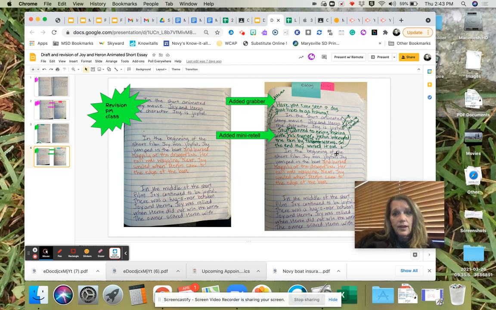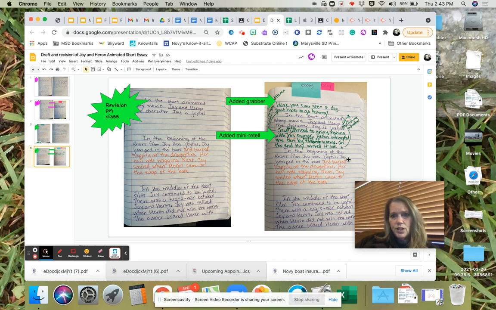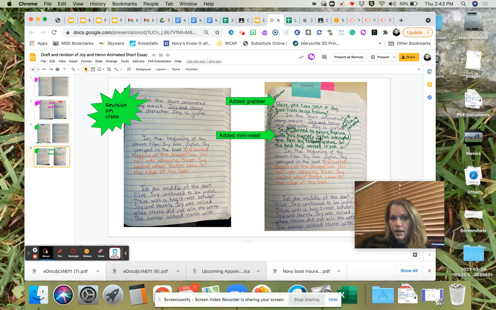Have you ever seen a dog that likes to go fishing? Joy wanted to enjoy fishing with his owner. Heron interrupted the fun by taking worms. In the end, they worked it out. In this short animated story, Joy and Heron, the character Joy is joyful. So that part has been reworked.